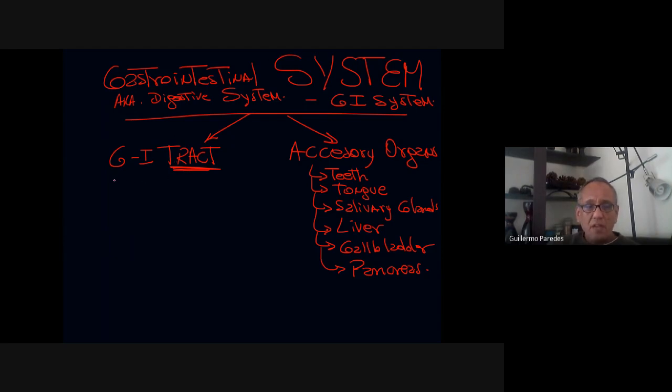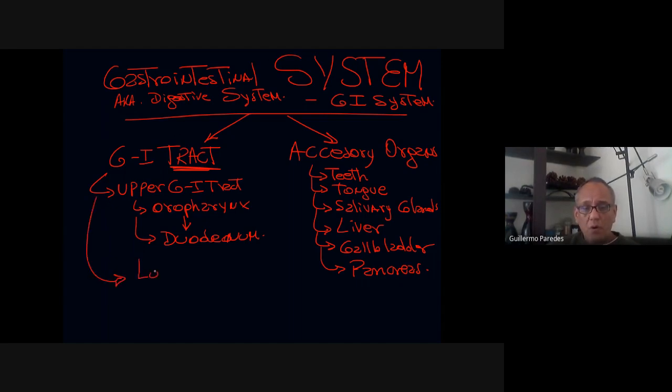The GI tract is going to be divided into the upper GI tract, which goes from the oropharynx, that is the cavity of the mouth, towards the duodenum. That is the upper GI tract. There are a lot of clinical considerations, so we are going to mention a few of them. And then we have the lower GI tract, that is going from the jejunum to the rectum.